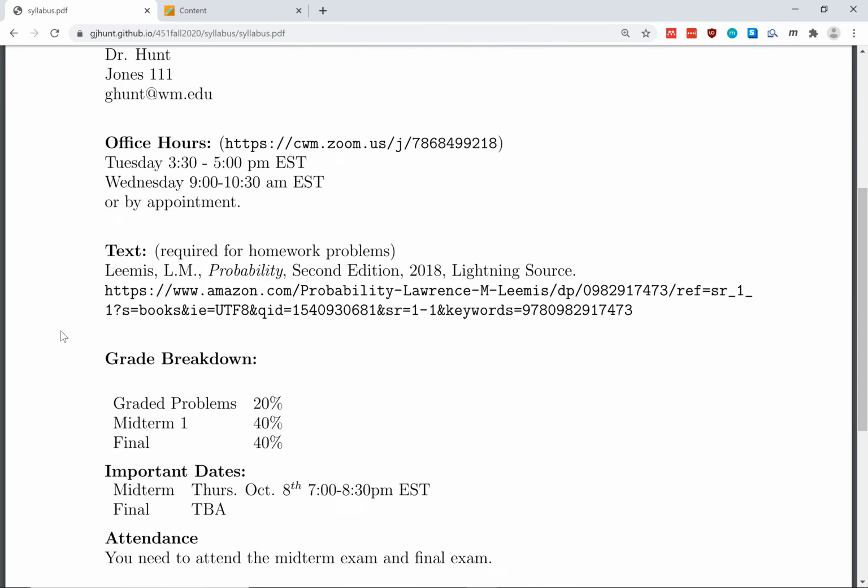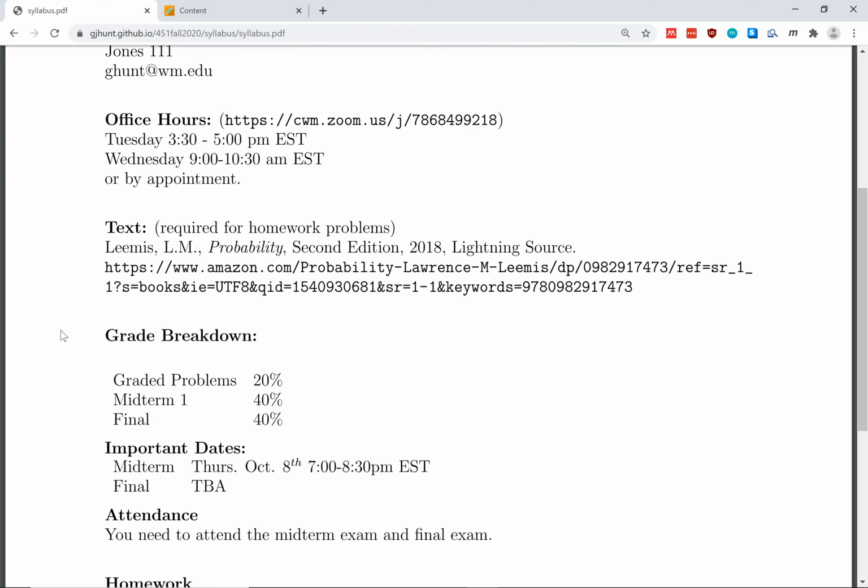The textbook I have listed here is Dr. Lemus's book, Probability, the second edition, from 2018. Here's a link to Amazon where you can buy it. I have written that the text is required for homework problems. I think theoretically, none of the graded assignments are going to need the book. That said, the book is quite good. Reading the book is very helpful. And there are going to be a lot of suggested problems that you're really going to need to do if you want to succeed in the course.